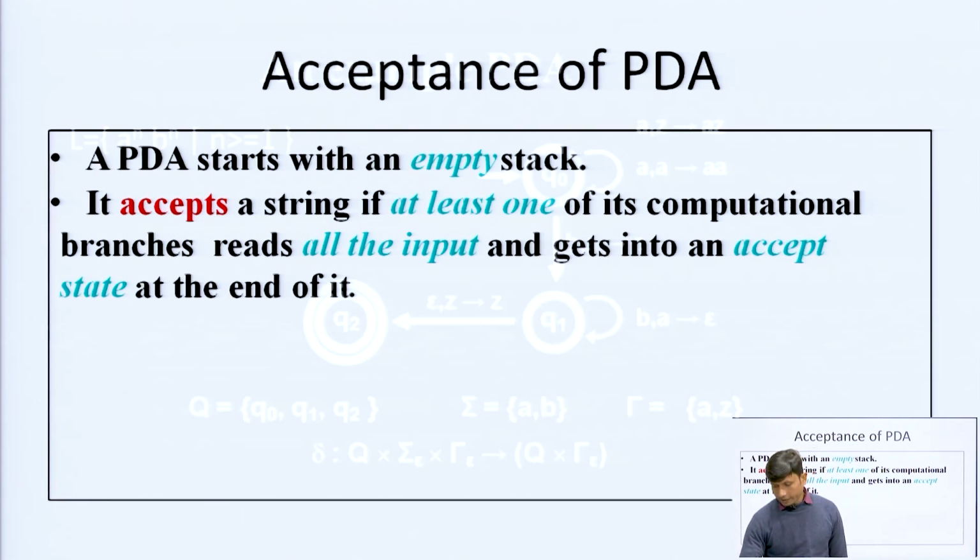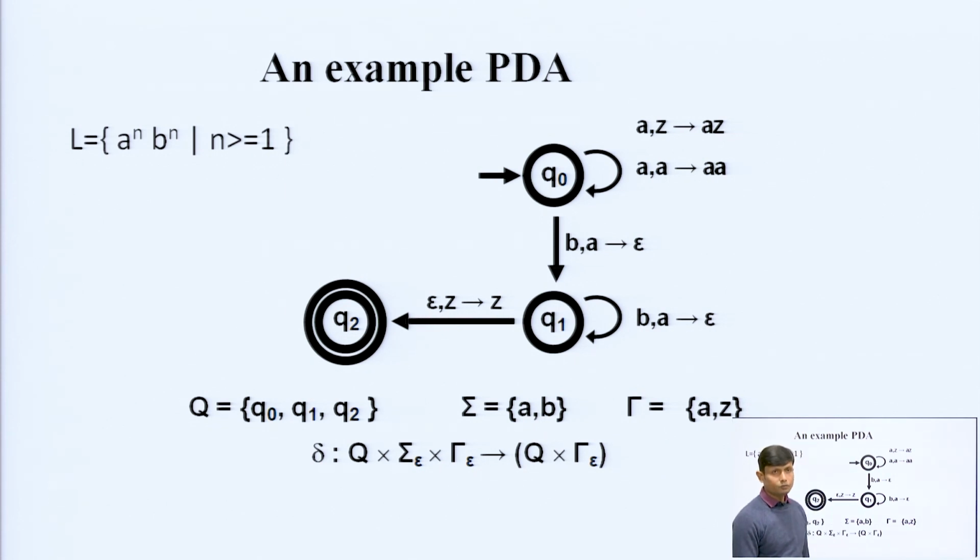So here is another language we have taken, a^n b^n, n greater than or equal to 1. I told you there are 7 tuples. I will take them one by one for this example. What are the tuples, and how push, pop and no operation work, we will explain here.